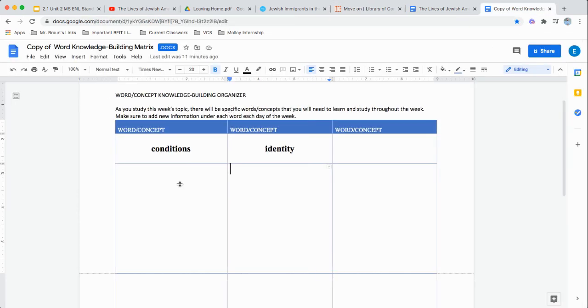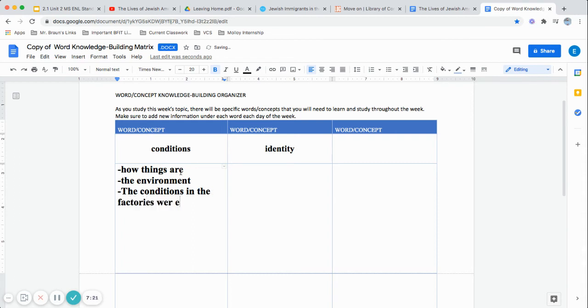Now I want to look at two of our academic vocabulary words, the words conditions and identity. What do you know about the word conditions? What do you think conditions mean? You could say how things are. You could say the environment. You could say the conditions in the factories were hard.